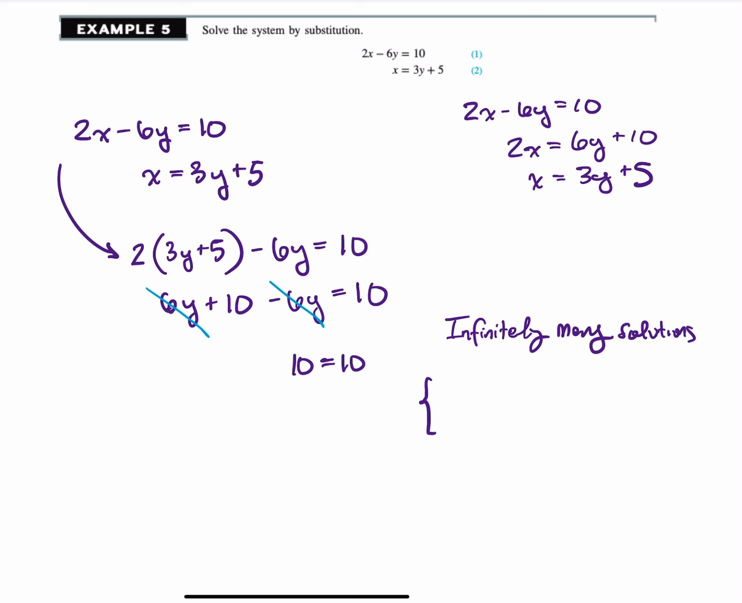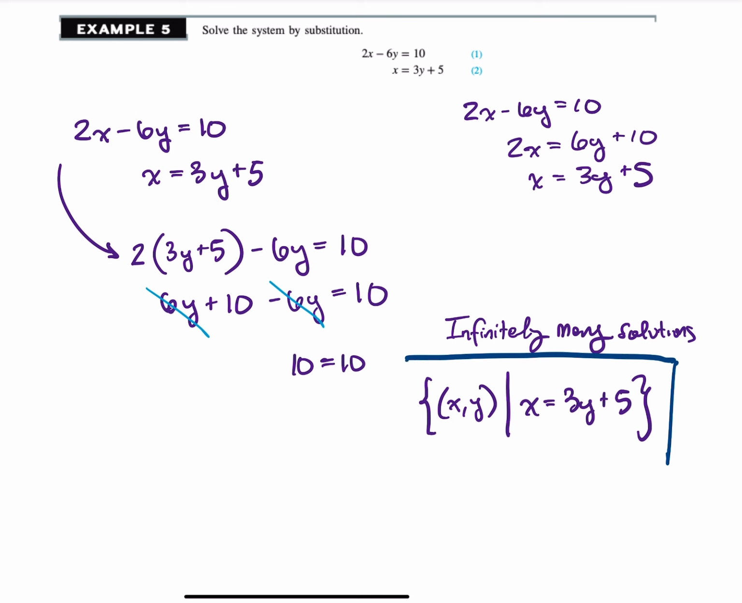And we've used this kind of notation where we can say the solution set is all points x, y, such that, and we can put one of our equations, let's say, such that x equals 3y plus 5. Everything that is a solution to that equation is a solution to the system. And there is another term for this situation saying that the lines are dependent, or they are the same line.